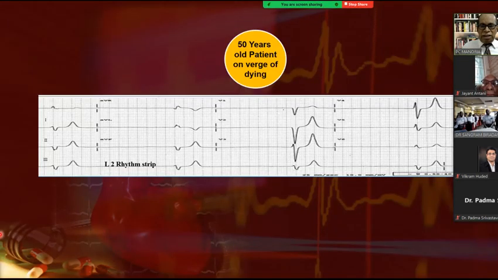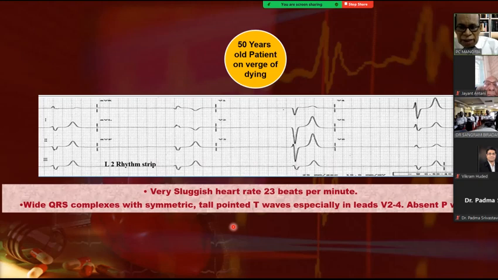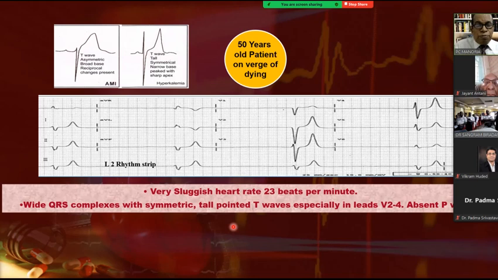Now this is another patient who came virtually on the verge of death. The referring physician thought that this is ST elevation MI because of a Q wave and an upright T wave, which is a little taller. You can see QRS is wide, but this T wave morphology is because of hyperkalemia and not because of myocardial infarction.